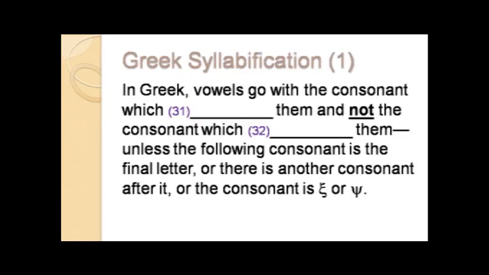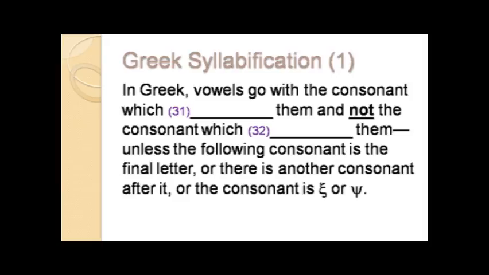Section 5, Greek syllabification. How do you actually separate all of the syllables out? That's what syllabification is. In Greek, vowels go with the consonant which precedes them and not the consonant which follows them. Unless the following consonant is a final letter, or there is another consonant after that, double consonants have to be split, or the consonant is xi or psi. Both of those letters are basically double consonant letters, and so they often get split up.